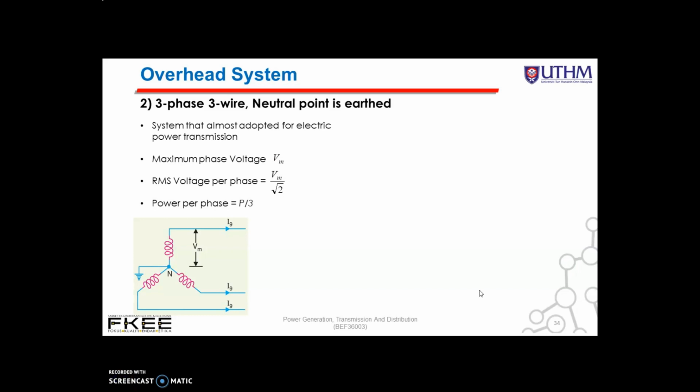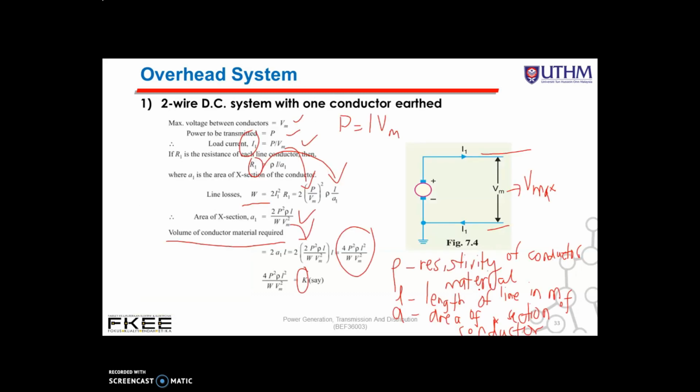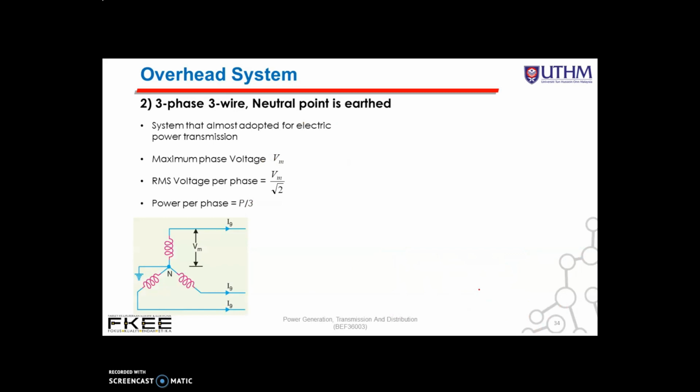Okay, next is the three-phase, three-wire system, neutral point is earthed. Basically this one was the DC system, and next is the AC system. This system is almost universally adopted for transmission of electric power. The three-phase, three-wire system may be star connected or delta connected. Here we can see in these figures the three-phase, three-wire star connection system, and we can see here the neutral point is earthed.